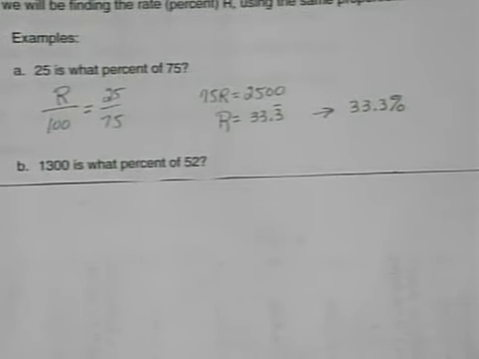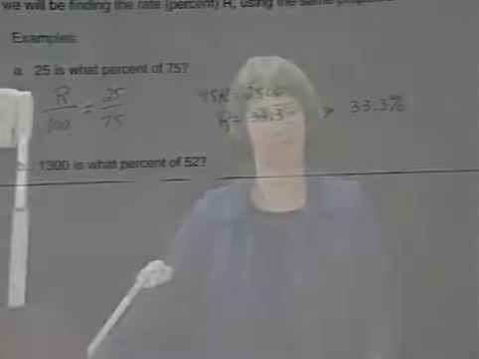Problem 1b, 1300 is what percent of 52? Let's talk about this one for just a minute. What do you think the part is? 1300, but it's the bigger number. What does that tell you what kind of a rate we're going to have when we finish? We're going to have a big number. It's definitely going to be bigger than 100%, right? When the part is larger than the base, we're going to have over 100%. That's exactly what you need to anticipate.